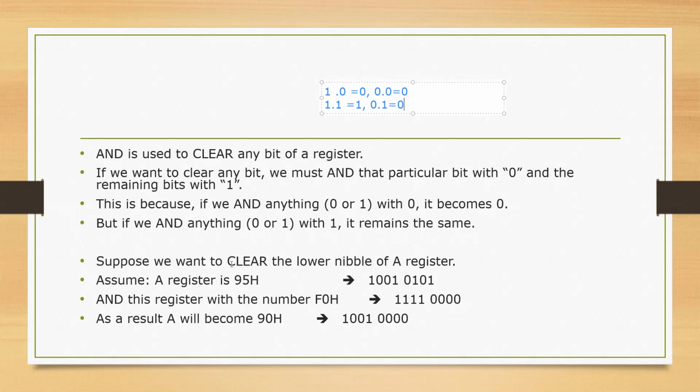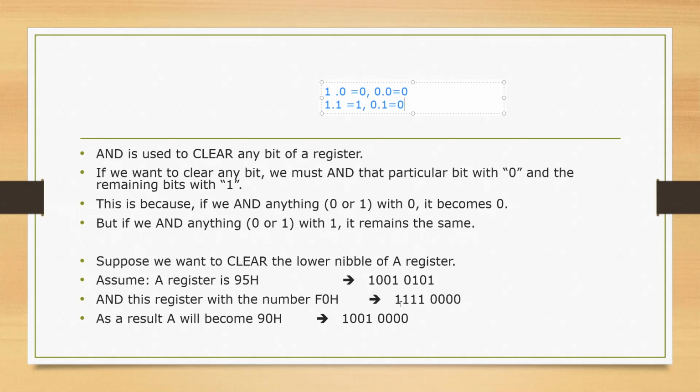So suppose we want to clear the lower nibble of the A register. If the A register has the value 95, that is 1001 0101. If you want to clear the lower nibble, it should be ANDed with 0, and the upper nibble should remain the same, so it should be ANDed with 1. So you should AND this register with the number F0.